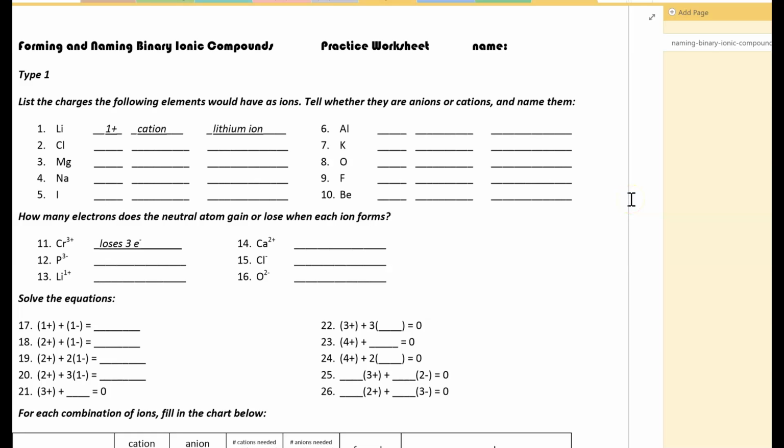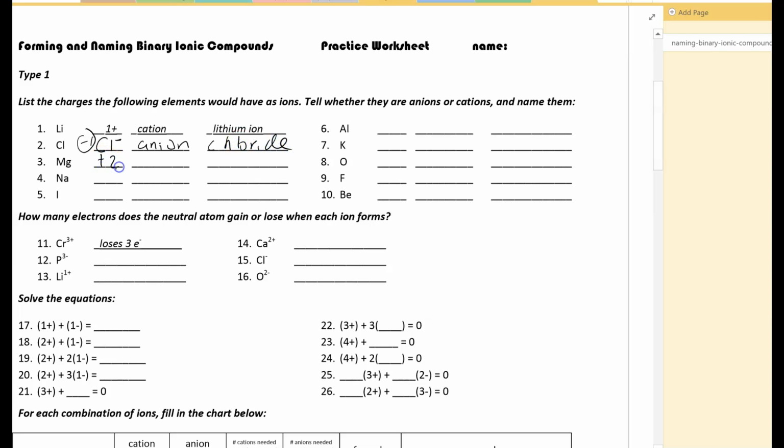All right, let's quickly review the homework. What this one is looking for is you first convert them and write down what kind of ion they would become. For example, chlorine becomes an anion, right? So this would be just -1. It would be called chloride.